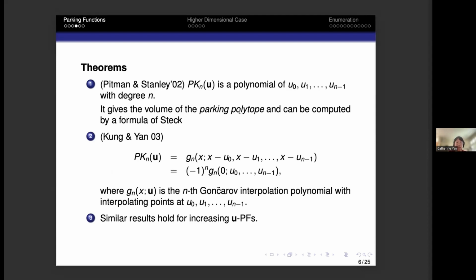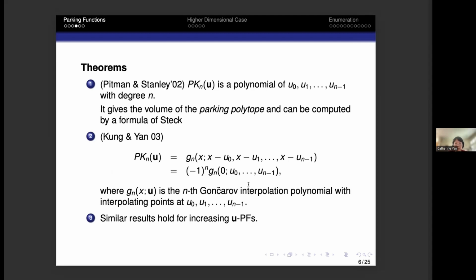Shortly later, Joseph Cole and I found out that this polynomial can be related to something called a Goncharov polynomial, which is a solution coming from the Goncharov interpolation problem in numerical analysis. The U_i, U_0, U_1, etc., would be the interpolating points in the problem. I don't want to go too deep into that line. It's just saying there is some polynomial coming from numerical analysis corresponding to the number of vector parking functions.